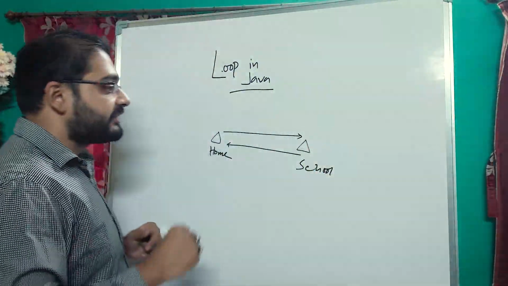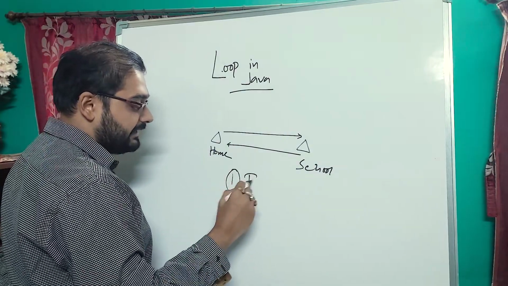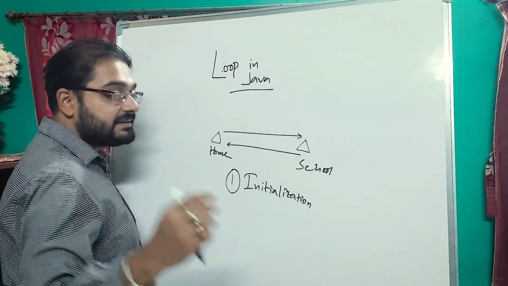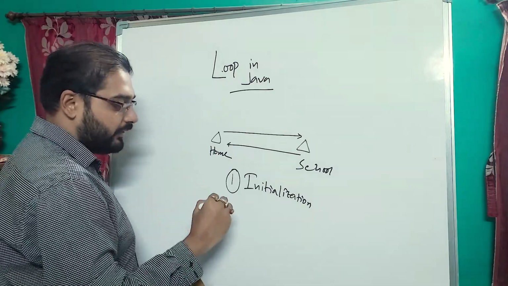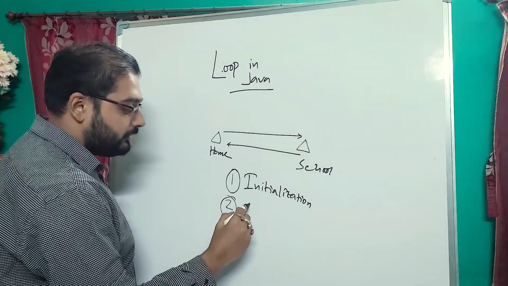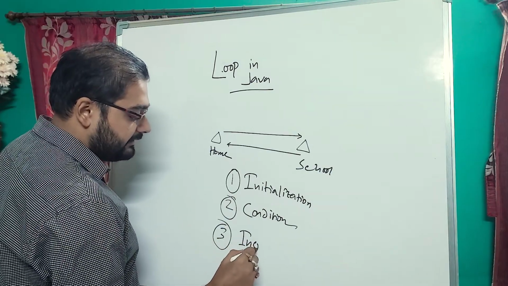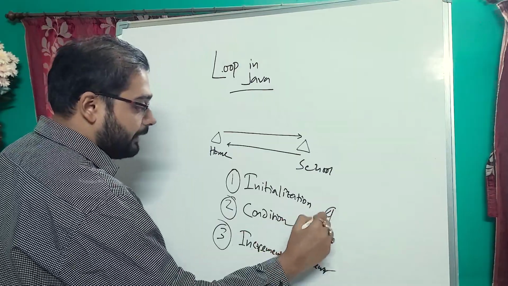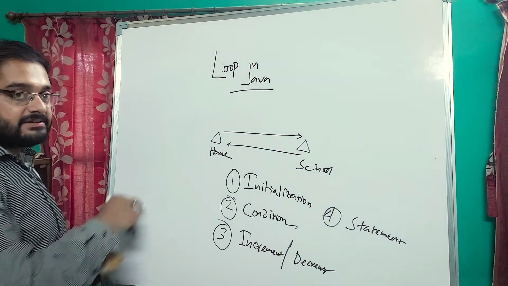So in the loop statement in Java, there are three initial structures: first, number one, that is the initialization point. Initialization point means the starting point, that is, in the morning home is the initialization point. Now number two, that is a condition, and number three, that is the increment or decrement, as well as number four, the statement also. This is the main structure of the loop.